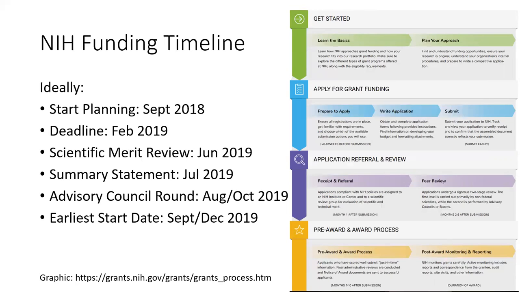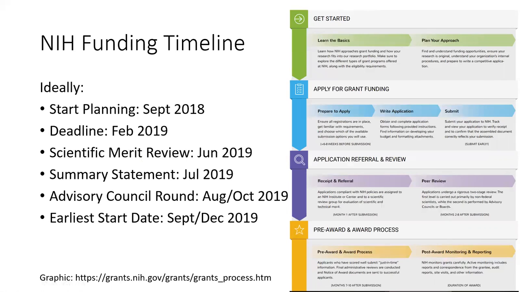We submitted it in February. It went under scientific review last week. We're currently waiting on our scores right now. In July, we'll receive our summary statement. And if it was a good score, then we would be excited to have it go forward into the advisory council, which would be in August or October, where after that we would start to hear about our potential for being funded. And that would make our earliest start date September 2019 or just sometime in that fall or winter.